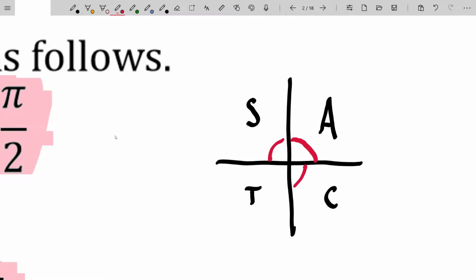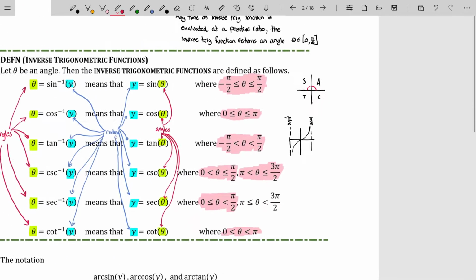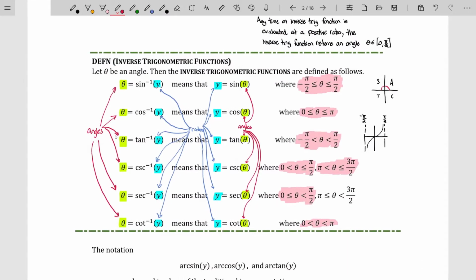And you had your choice, either quadrant 4 or quadrant 2, and for some reason they chose quadrant 2. I think it's mainly because the cotangent's continuous between angles of 0 and pi. So again, that's probably convention, but it's true.